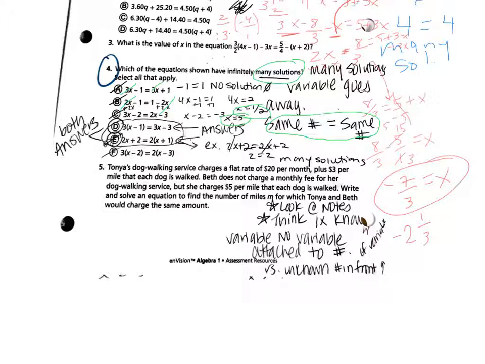But notice for D and E, I would get many solutions. I showed you an example for E. When you distribute, on the right, you would get 2x plus 2. On the left, we had 2x plus 2. And if you move the x to one side, so if we subtract 2x, my x's disappear, and 2 equals 2 is a true statement. The x is gone, so that's many solutions.